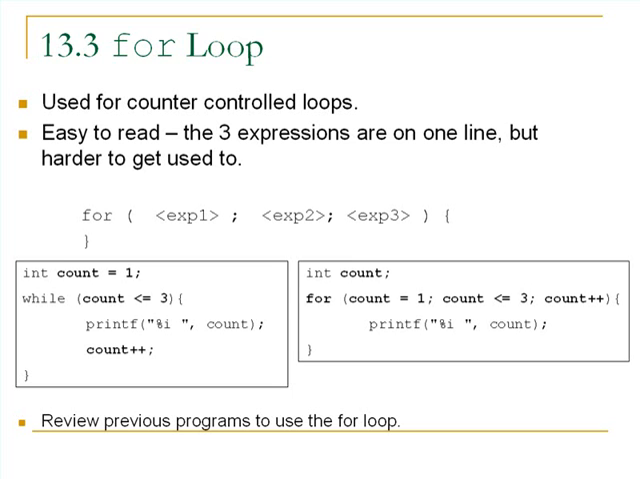Now look at the equivalent for loop. Those 3 expressions appear on one line separated by the 2 semicolons. The body of the loop is executed in both cases 3 times. So in the for loop, when you get used to it, it's a little bit easier to read. We're going to look at the for loop and say count goes from 1 to 3 in steps of 1. In both cases, this loop will print out the values 1, 2, 3.